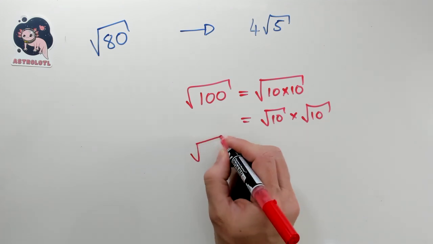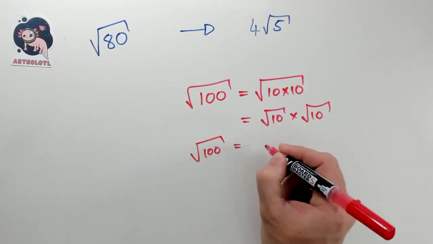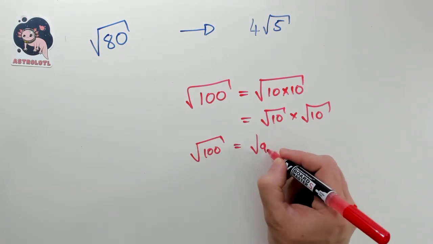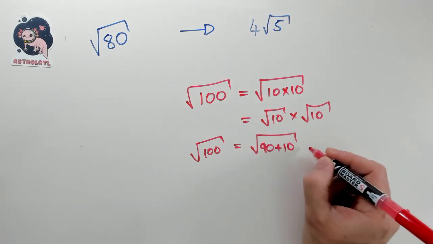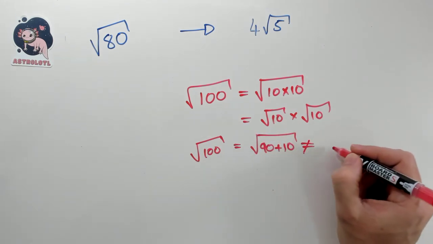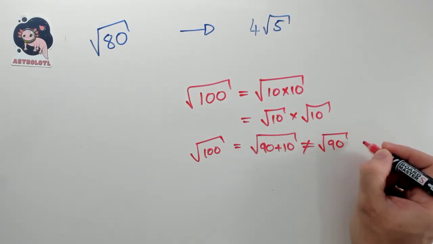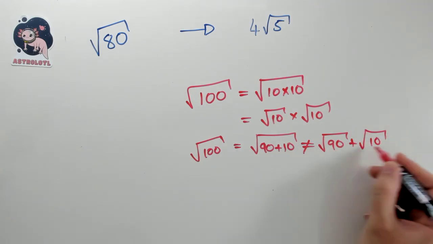It's definitely not the same with addition. I can't say, okay, well, 100 is 90 plus 10, and then split it up. I'm going to make a non-equal sign just to show this is not the case.